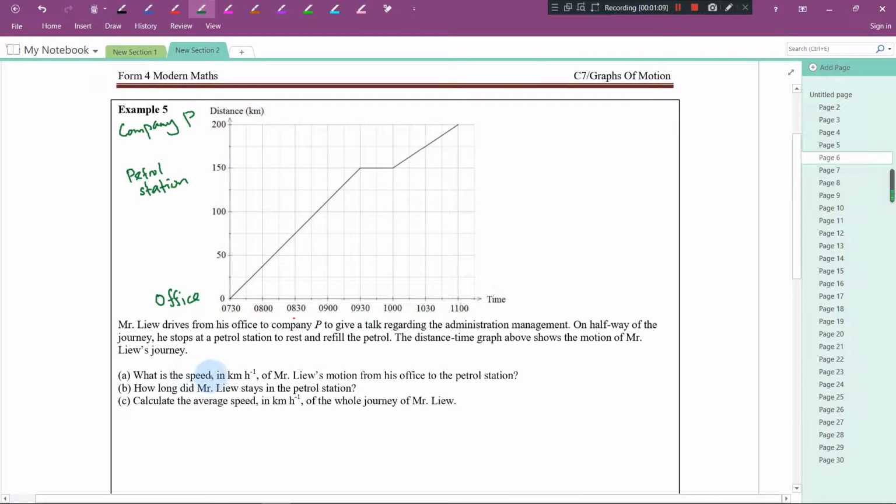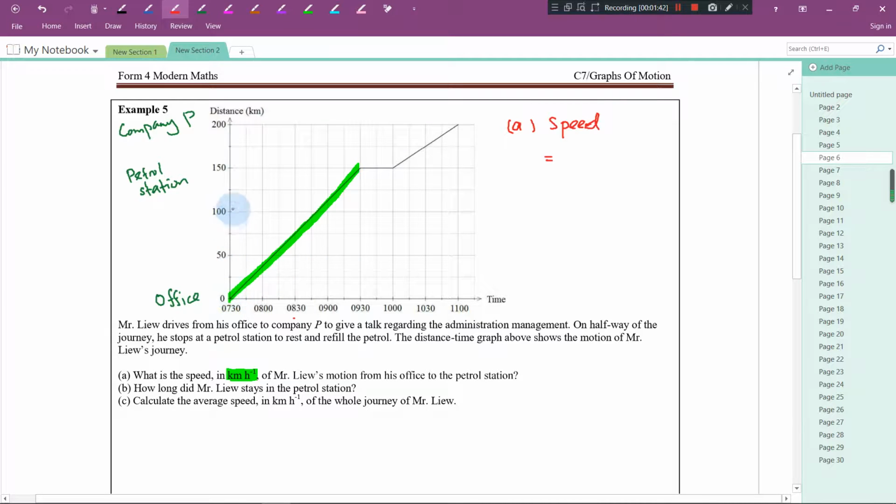What is the speed in kilometer per hour? It's very important that we look carefully at the units requested by the questions. Kilometer per hour of Mr. Liu's motion from his office to the petrol station. So from his office to the petrol station will be this part. If we want to find the speed, we need the distance travelled and the time taken, right?